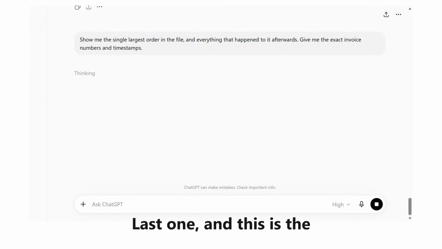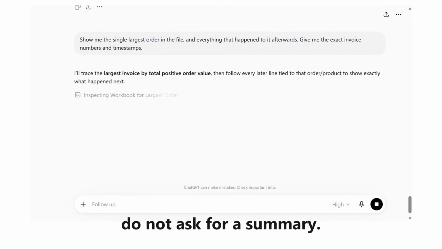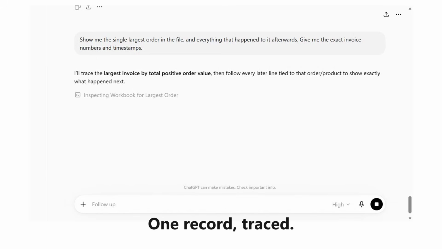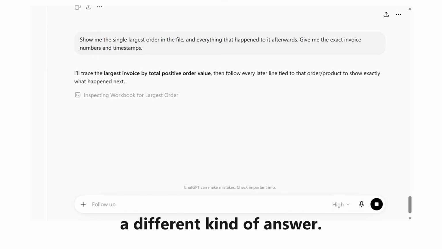Last one. And this is the habit worth stealing. When a number looks wrong, do not ask for a summary. Make it show you the row. It goes back to the file for this. One record, traced. That is a different question from summarize this, and it gets you a different kind of answer.